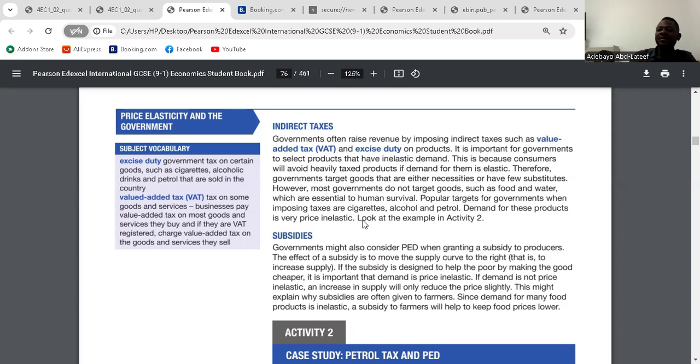Therefore, government targets goods that are either necessities or have few substitutes. However, most governments do not target goods such as food and water, which are essential to human survival. Popular targets for governments when imposing taxes are cigarettes, alcohol, and petrol. Demand for these products is very price inelastic.